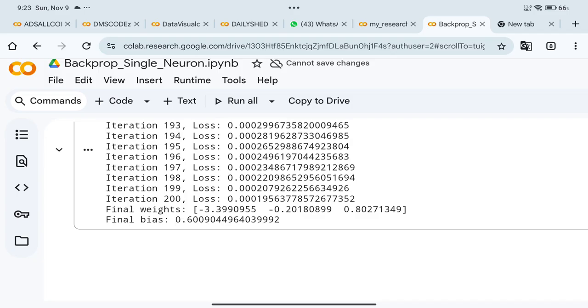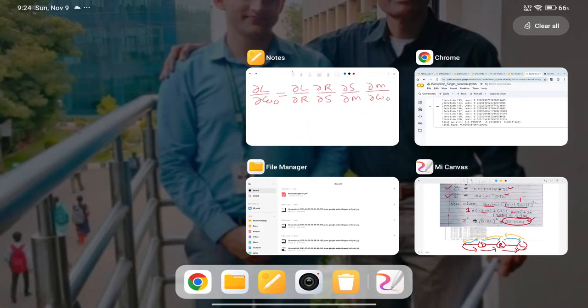So my loss is very close to 0. My updated weights are minus 3.39, minus 0.20 and 0.80, and the final bias is equal to 0.60. This is my final bias. Now what is this actually? How is the code working? I will show step by step.